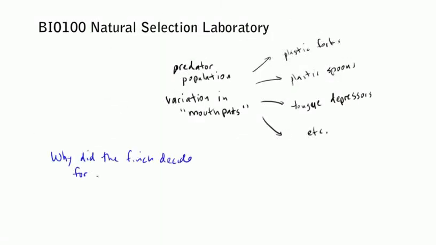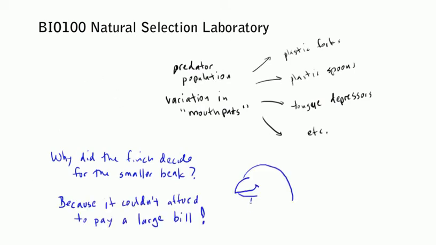Why did the finch decide for the smaller beak? Because it couldn't afford to pay a large bill.